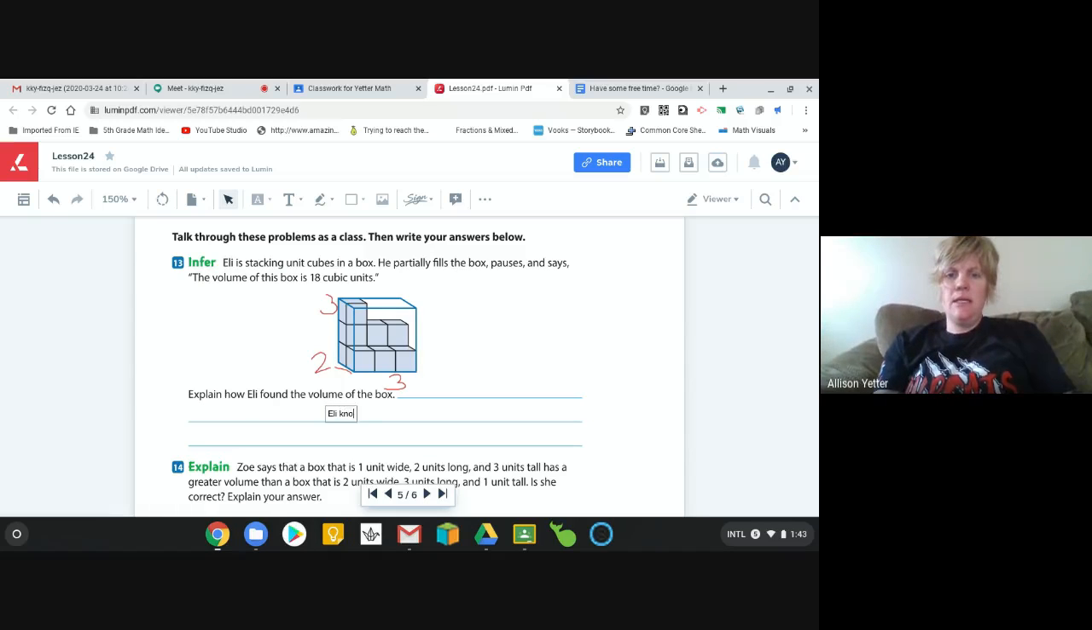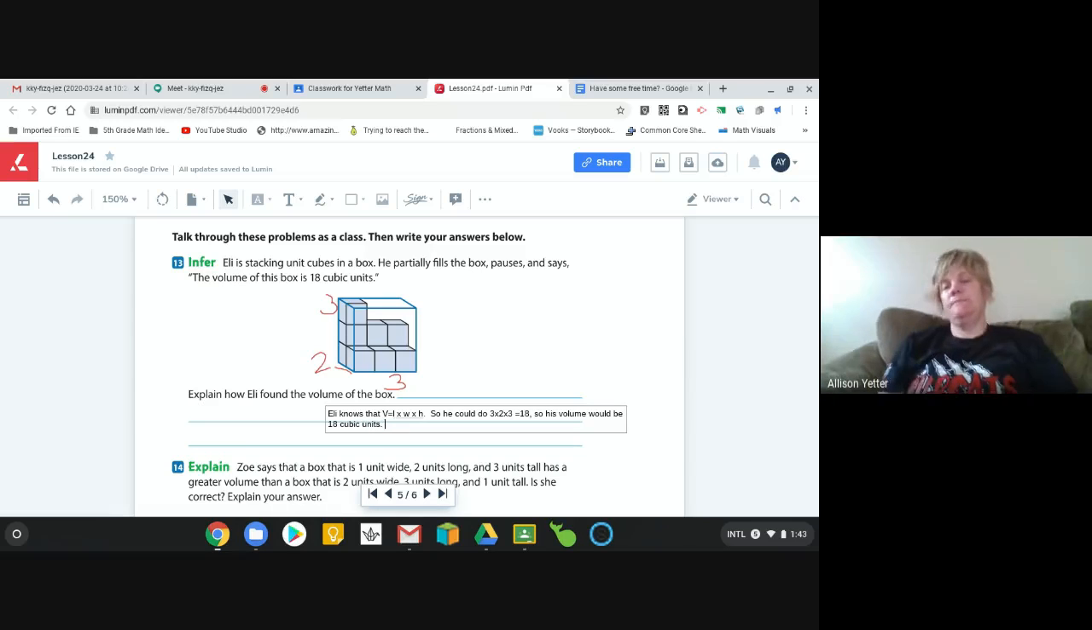Let's say Eli knows that volume equals length times width times height. So he could do 3 times 2 times 3, which equals 18. So his volume would be 18 cubic units. Okay. So like I said before, that's going to be my answer.